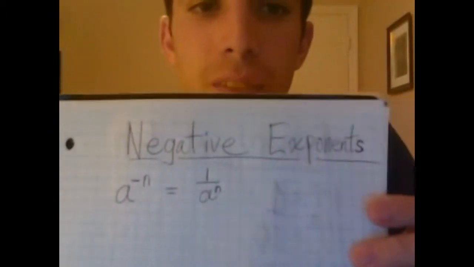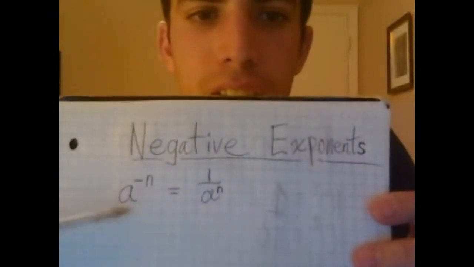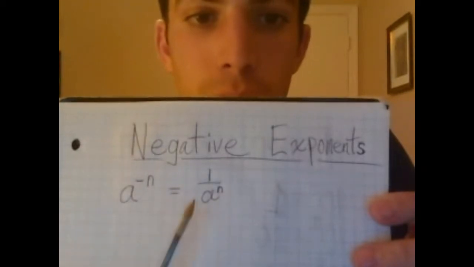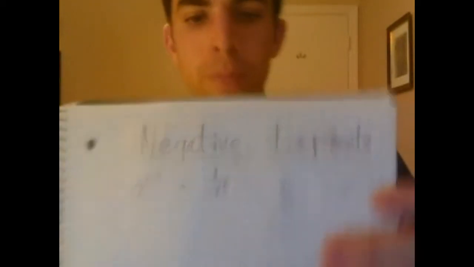So, negative exponents. A to the negative n equals 1 over a to the n is our rule. Let's give an example. 5 to the negative first is just 1 divided by 5.